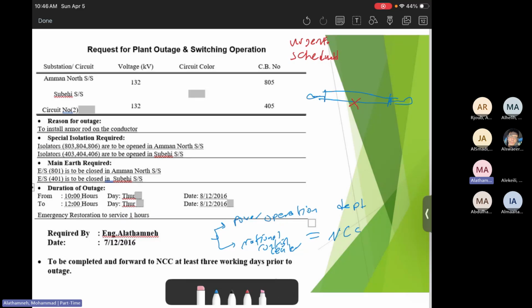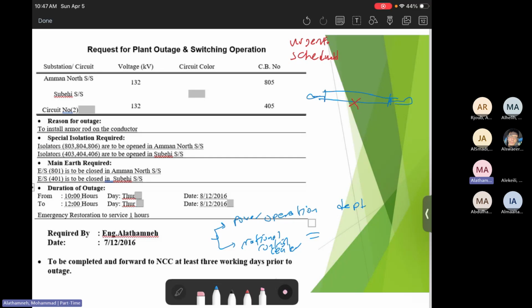This is very important. The operation department will send the approval, yes or no, while the NCC is monitoring. If there is some other maintenance on the power lines, they will say, okay, schedule yours at a different time, because we already have a lot of power lines under maintenance. This could cause insecurity and problems. Therefore, we need to disconnect it at a different time. Okay?